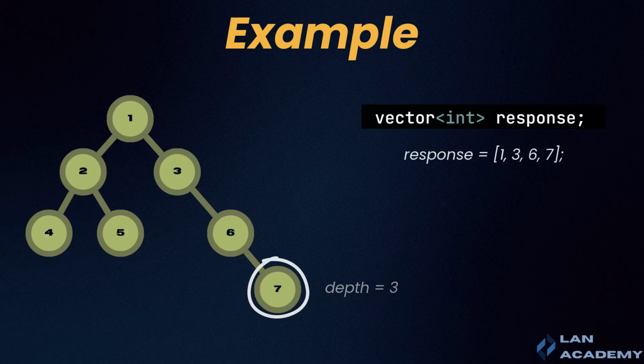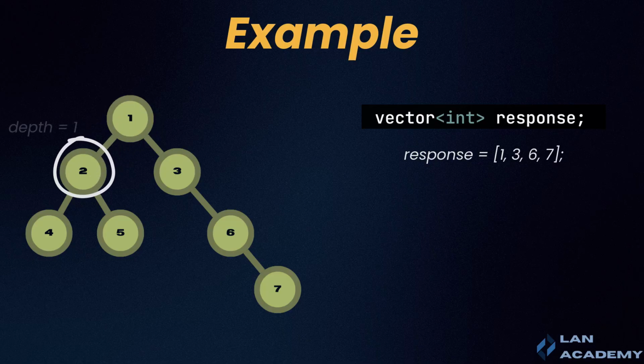Since depth 3 is equal to the size of the response vector, which is now 3, we add 7 to the response vector. Node 7 has no children, so we backtrack to node 6 and check its left child, but node 6 has no left child. We continue backtracking to node 3 and check its left child, but node 3 has no left child either. Finally, we backtrack to the root node 1 and check its left child, which is node 2.